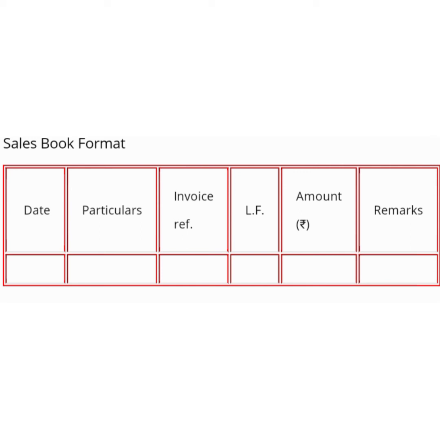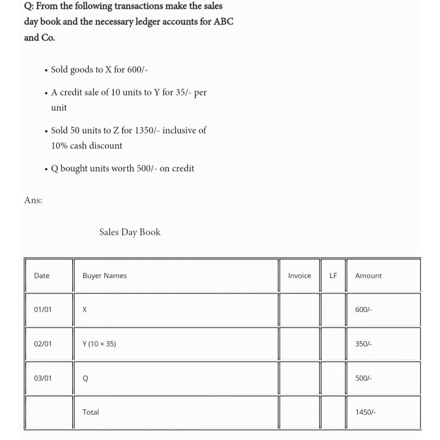Now we are going to solve one problem. Prepare a sales book. The first transaction is sold goods to Mr. X for 600. The next, credit sales of 10 units to Y for 35 per unit. Then sold 50 units to Z for 1350 with a 10% discount. Last one, Q bought units worth rupees 500 on credit.